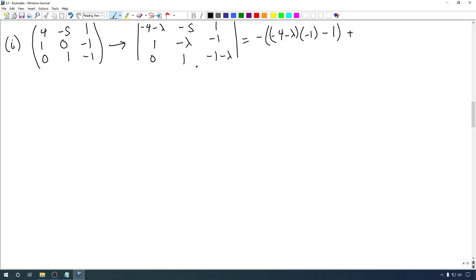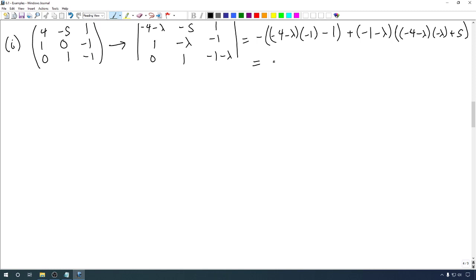Then we add this term, so the negative 1 minus lambda times, now we're taking this one, so negative 4 minus lambda times negative lambda minus the negative 5 times the 1. So here, this is actually a good amount of actual expanding. I'm going to skip some of the steps here just for time. It is just algebra at this stage.